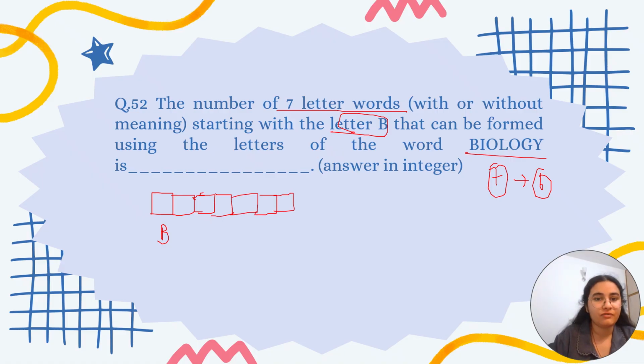First is fixed. So here how many choices do I have? B is used. So can we repeat letters? No, we can't, because B is fixed. So how many boxes do I have to fill? 6 boxes I have to fill. So choices will be 6 factorial.